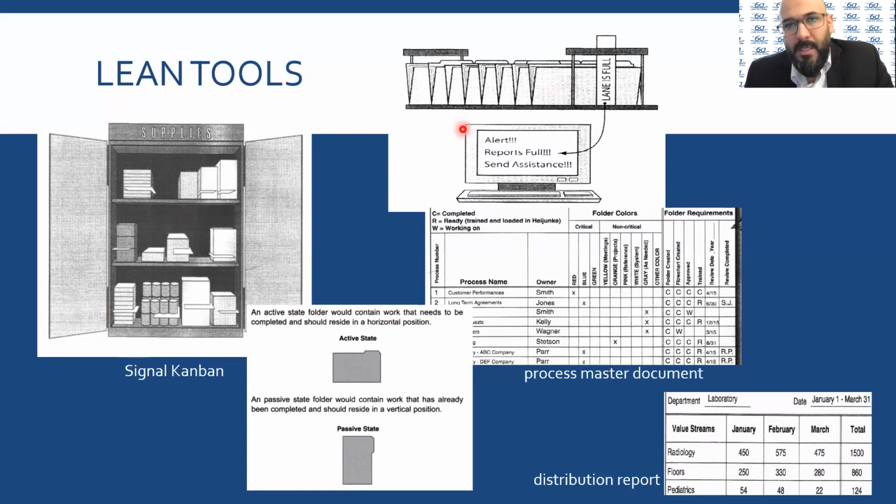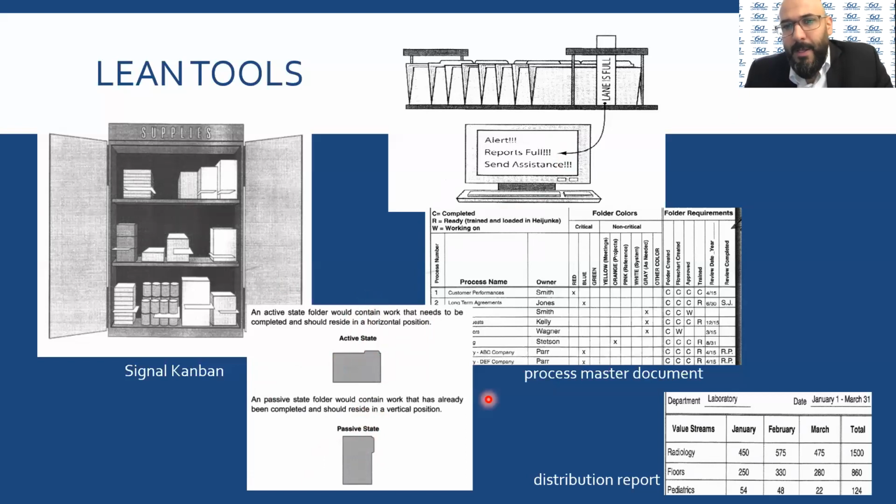Another one is here. This is an example of Kanban where once you see the lane is full, you will need to send an alert to say I need an assistant. Somebody will come. Active and passive status: if you're done with a specific case, you have to place it in a vertical position, which means it's passive. If you're still working on a specific case, you have to keep the file in a horizontal position.